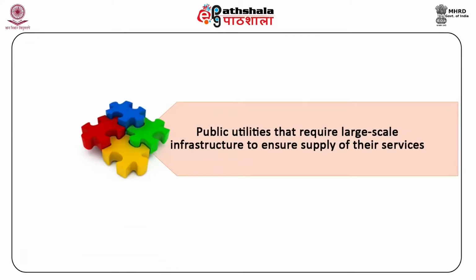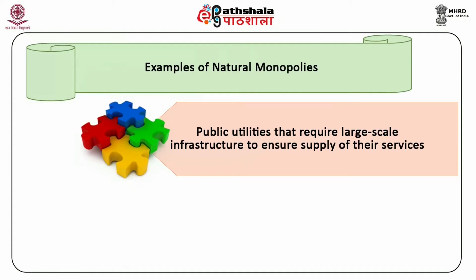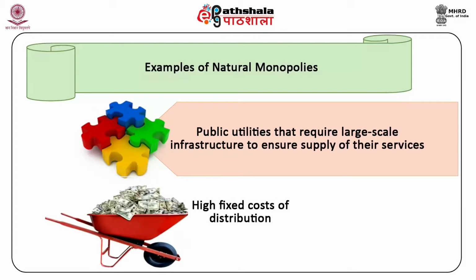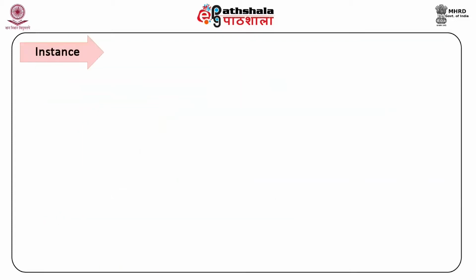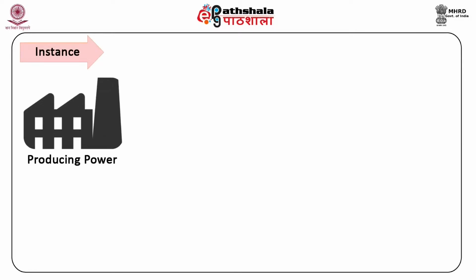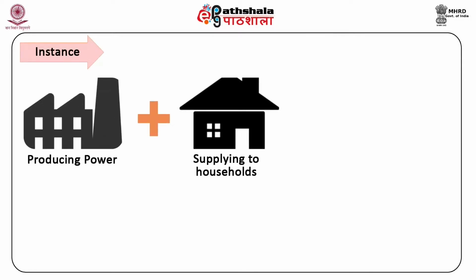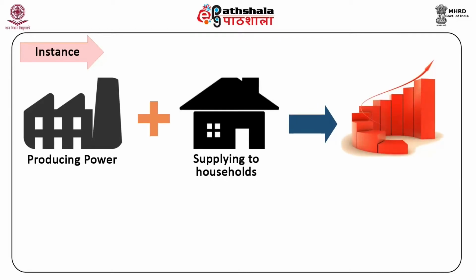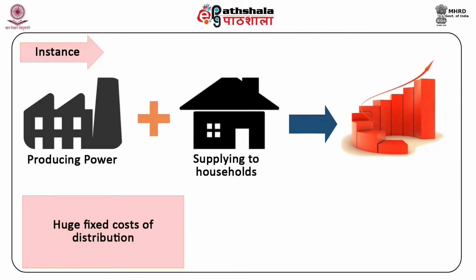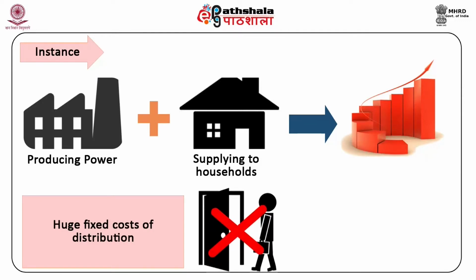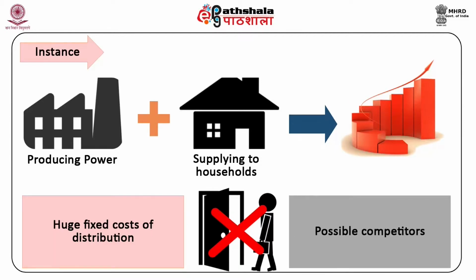Public utilities that require large-scale infrastructure to ensure supply of their services are typical examples of natural monopolies. Natural monopolies involve extremely high fixed costs of distribution. For instance, the cost of producing power and supplying it to each individual household can be very substantial. These huge fixed costs of distribution act as strong deterrents for possible competitors.